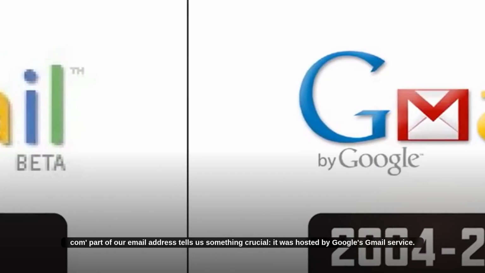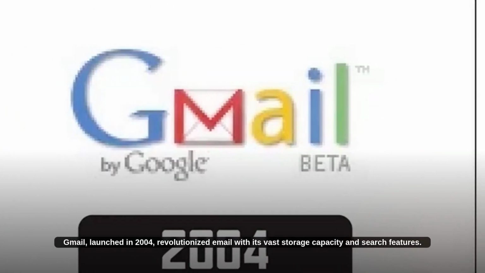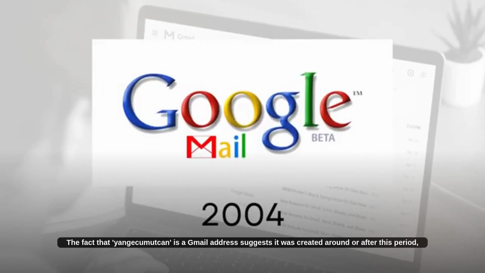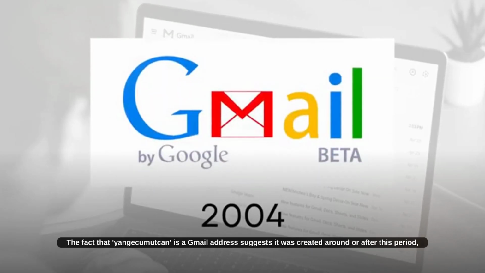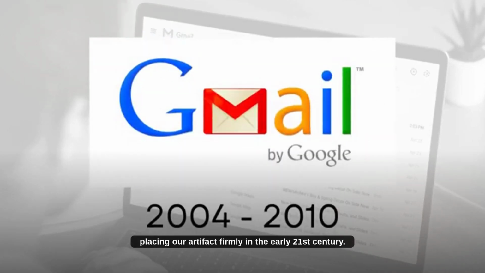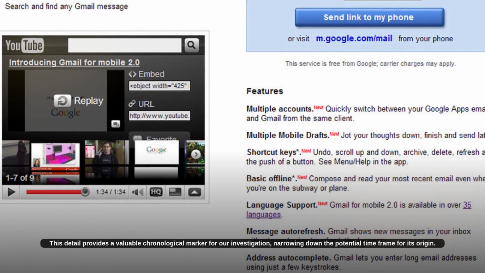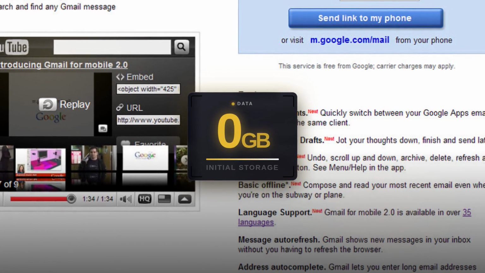Gmail, launched in 2004, revolutionized email with its vast storage capacity and search features. The fact that Yangakumutkan is a Gmail address suggests it was created around or after this period, placing our artifact firmly in the early 21st century. This detail provides a valuable chronological marker for our investigation, narrowing down the potential timeframe for its origin.